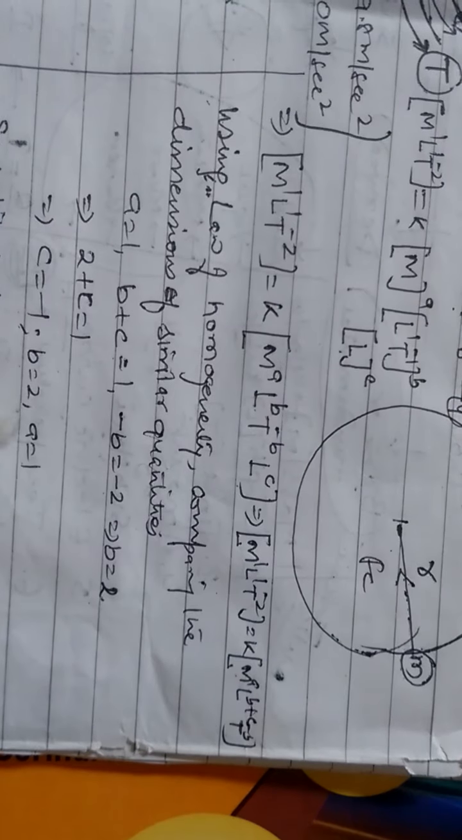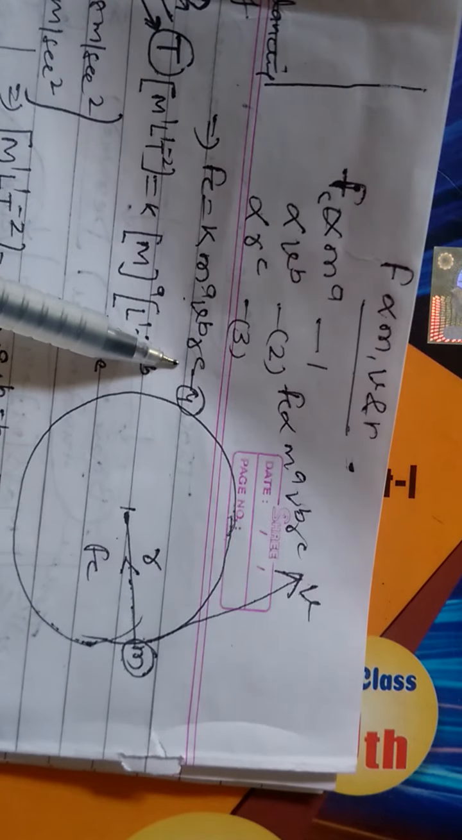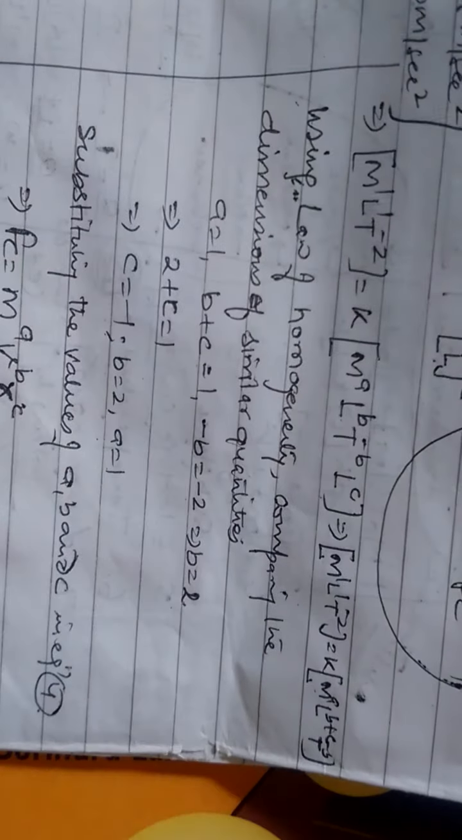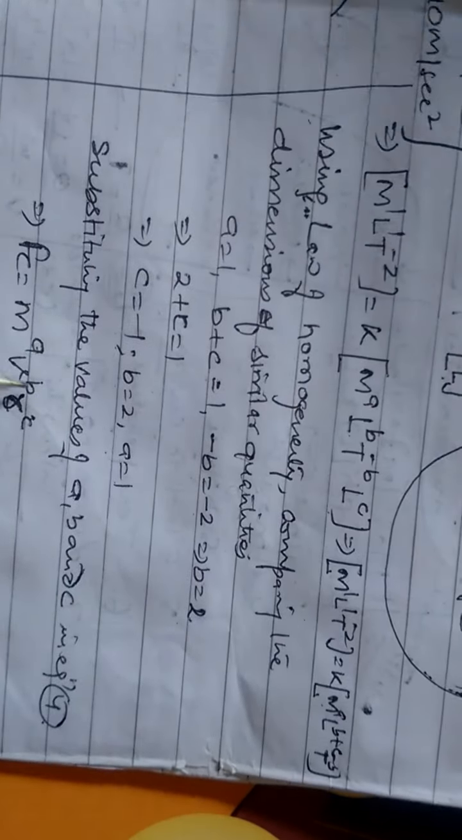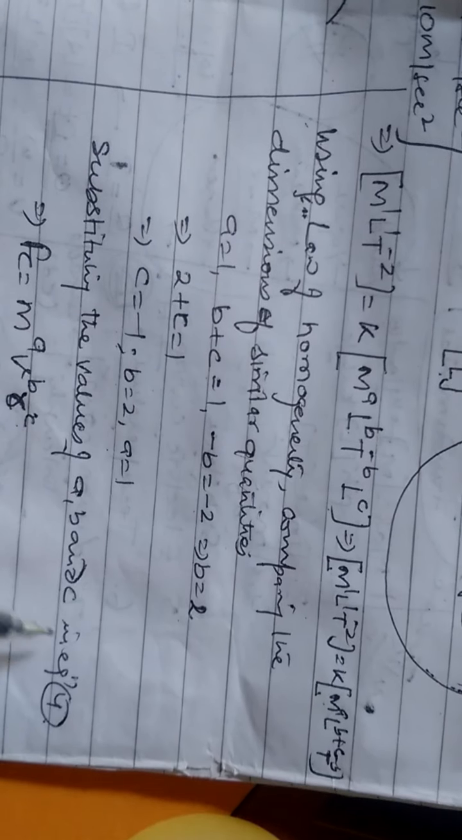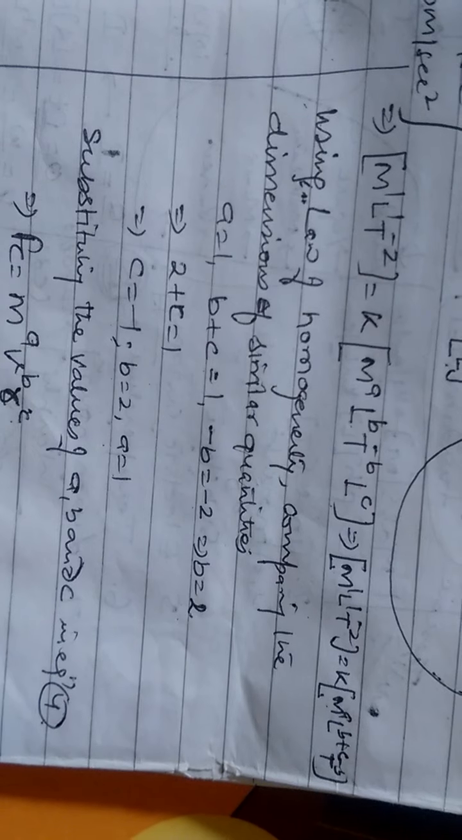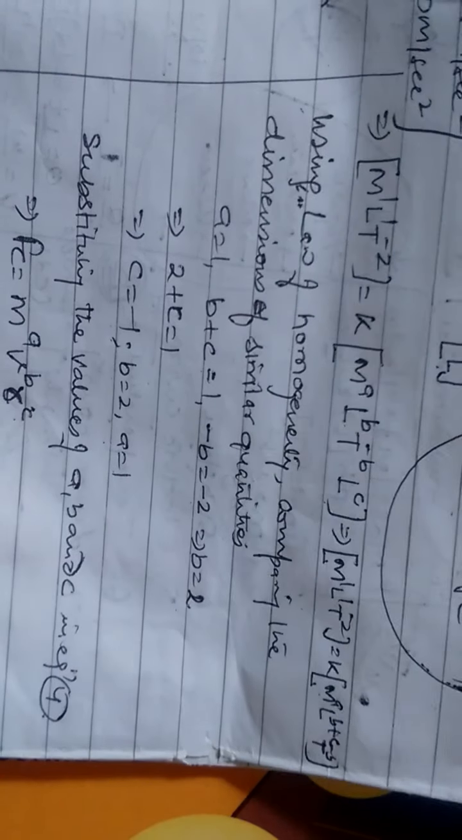Again I am substituting these three values of a, b, c in this expression, equation number 4. So what do we get here? Fc is equal to m raised to power a, v raised to power b and r raised to power c. The value of c is minus 1, so in place of c we write minus 1. So it becomes Fc is equal to mv square upon r.